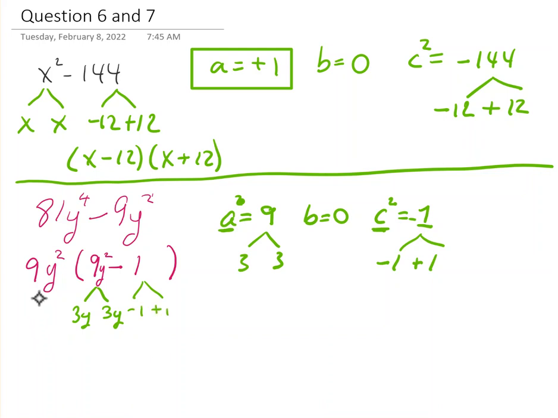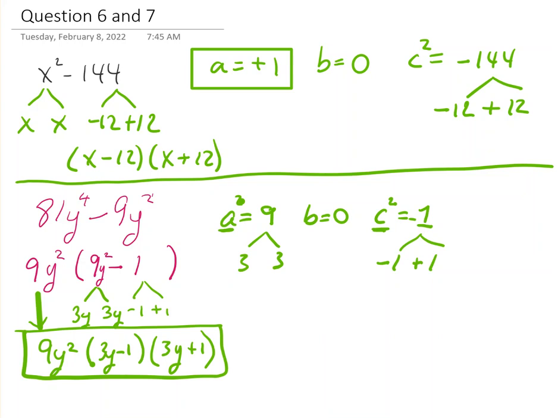So let's throw everything together, but you definitely cannot forget this guy. He is part of the answer. So we're going to do this: 9y squared, parentheses, 3y minus 1, parentheses, 3y plus 1. And that's your final answer. Again, remember, we are factoring. So the answers to factored questions are the things you are multiplying together. And in this case, there are 3 things.